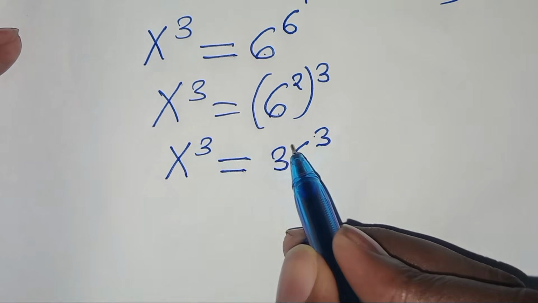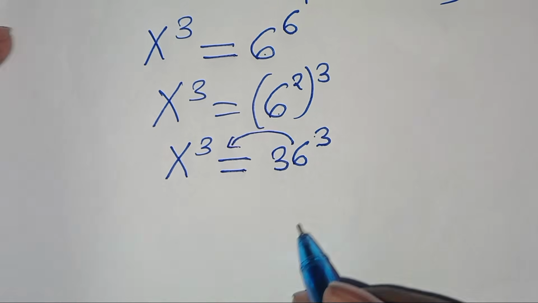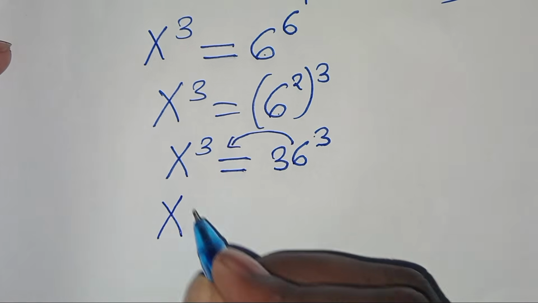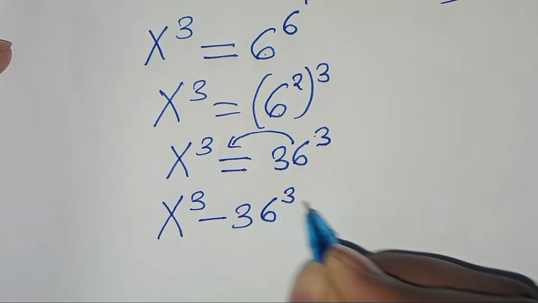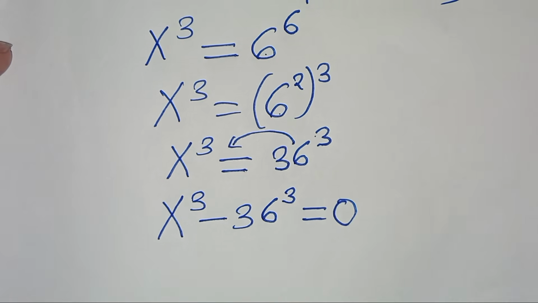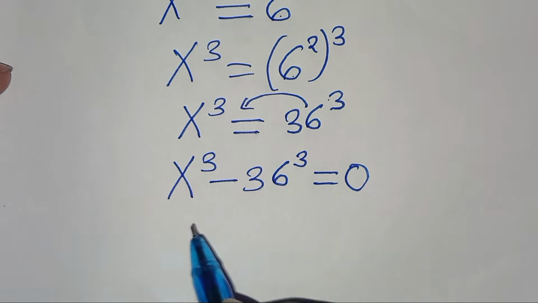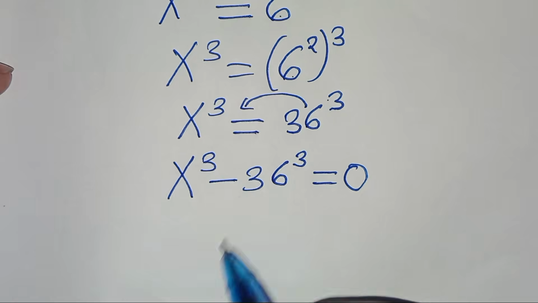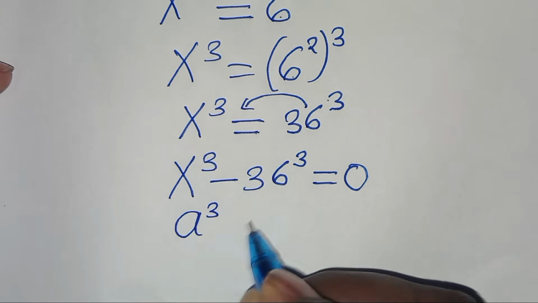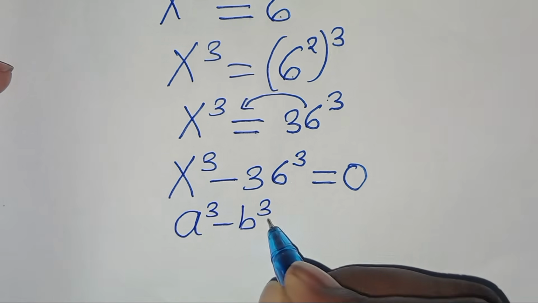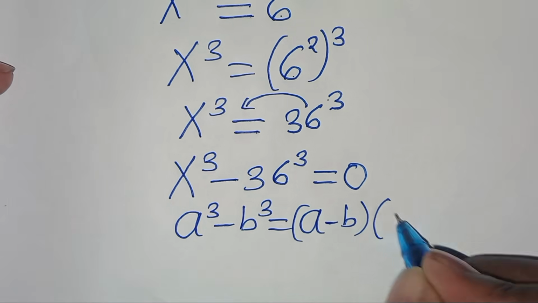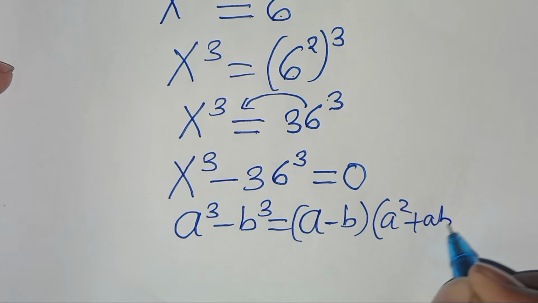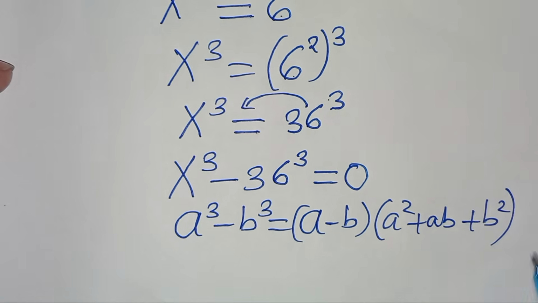Now let's take 36 to the power of 3 on the left hand side, so that we have x to the power of 3 minus 36 raised to the power of 3. This is equal to 0. Now this is the difference of two cubes expressed as a to the power of 3 minus b to the power of 3, which we can express as (a minus b)(a to the power of 2 plus ab plus b to the power of 2).